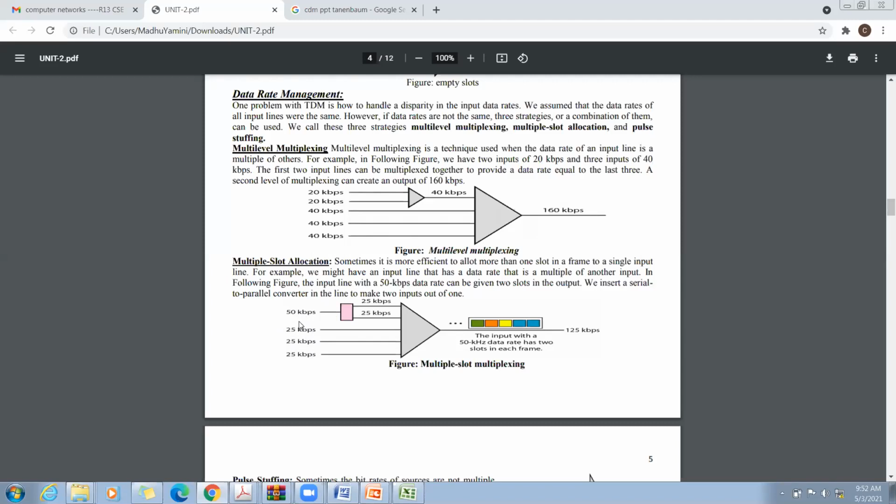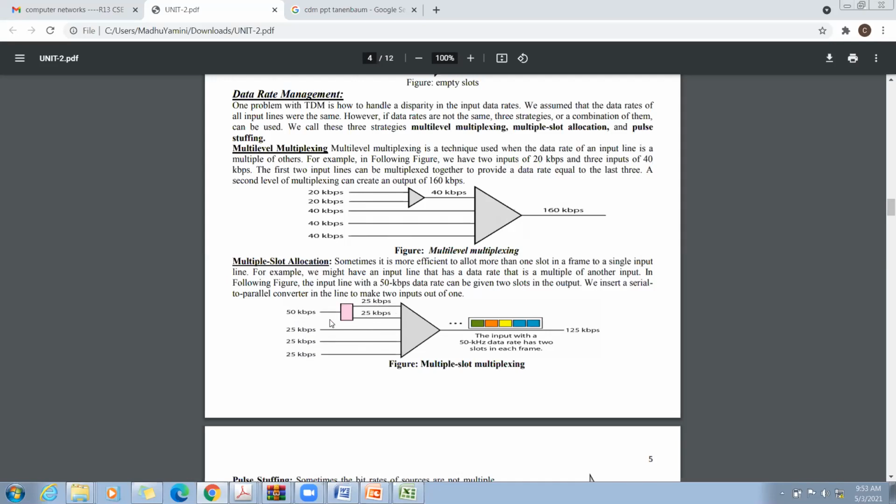Why is this called multiple slot allocation? Here we have 4 slots. We converted these 4 time slots to 5, because the first is 50 and the rest of the 3 are 25. So 50 is divided into 2 slots and the rest are 3. Total 4 becomes 5. That is the reason we call this allocation multiple slot allocation.